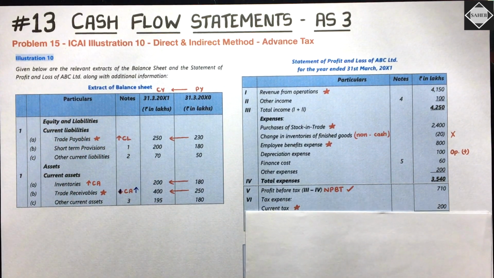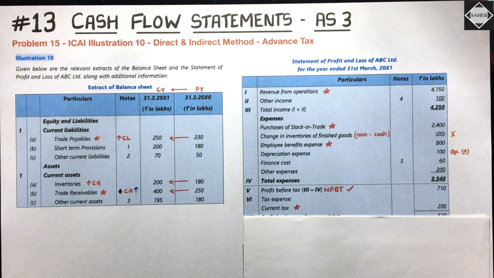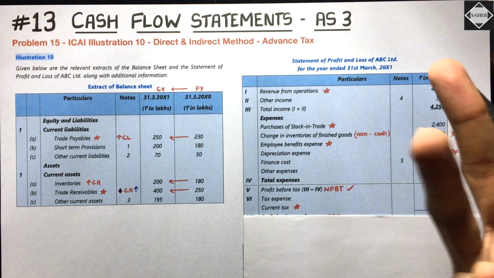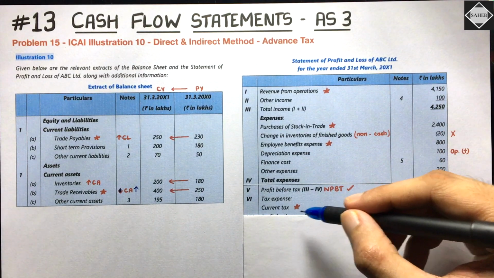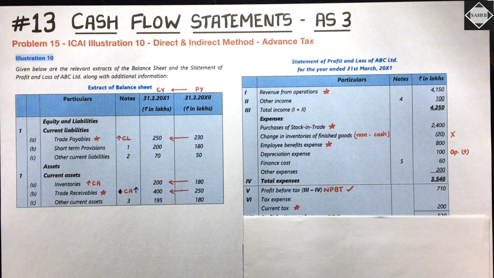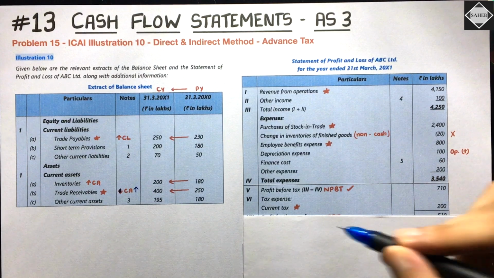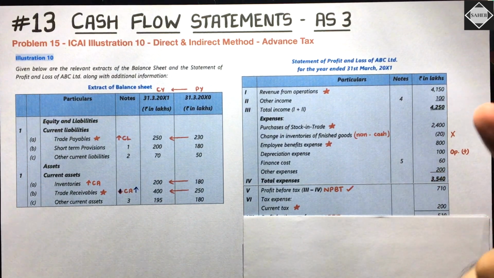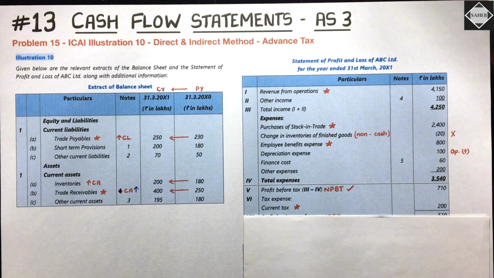So see, next they have given us current tax. Tax expense, current tax. What do you mean by current tax? Current tax means the provision of the current year. Tax provision of the current year, 200. We need this. We'll star mark it because we have to open a ledger account of tax and take everything over there and find out how much tax is paid, right? Everything will be taken in one single account. You will see how simple it is.